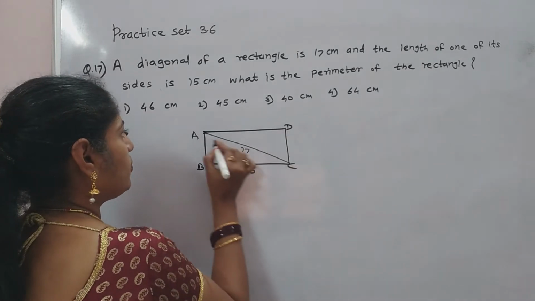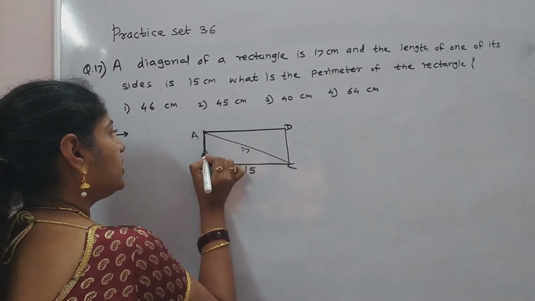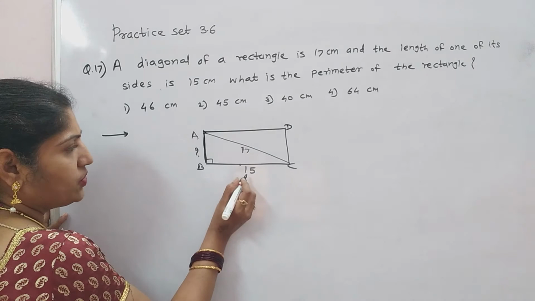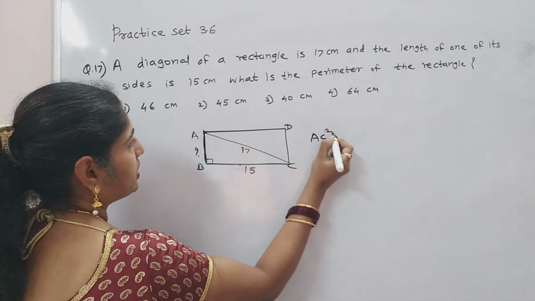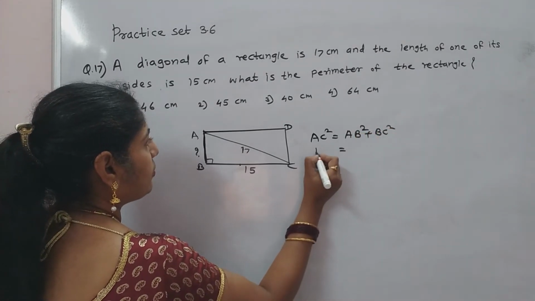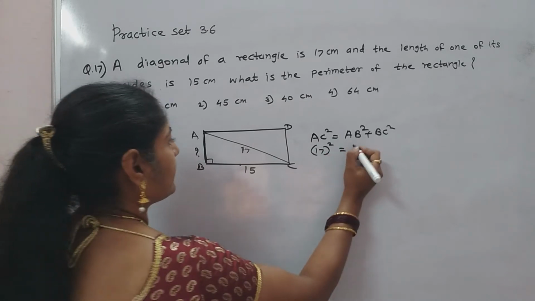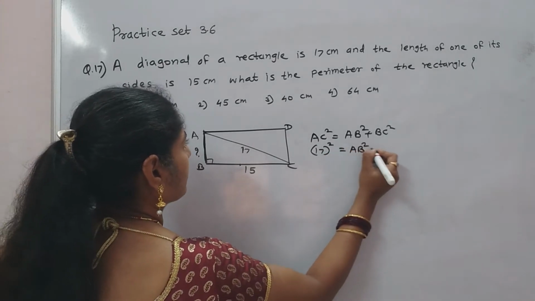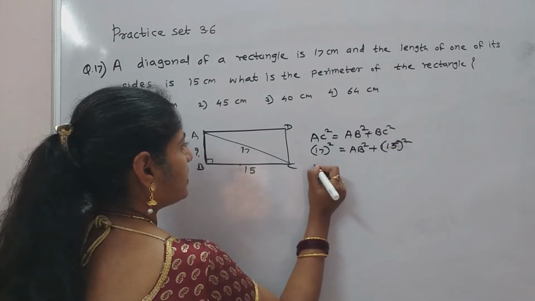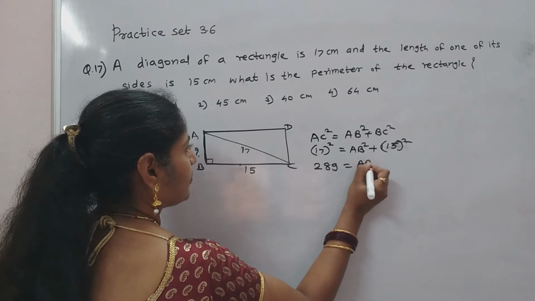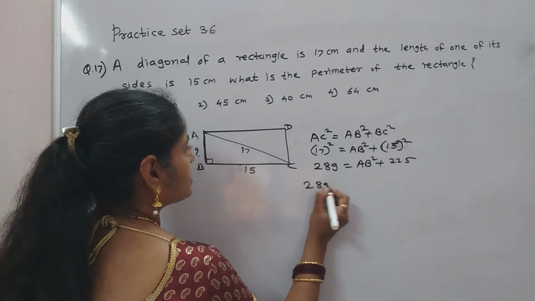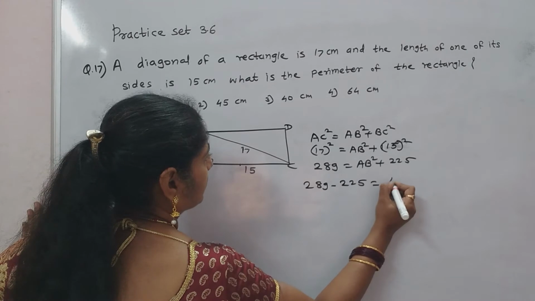First of all, we have to find the breadth of the rectangle, this one AB. We have to find the AB. By using the Pythagoras theorem, AC square equal to AB square plus BC square. One side is given, diagonal is given, to find the other side, find the side AB. 17 square 289, AB square plus 225, 225 goes to left hand side, negative 225.